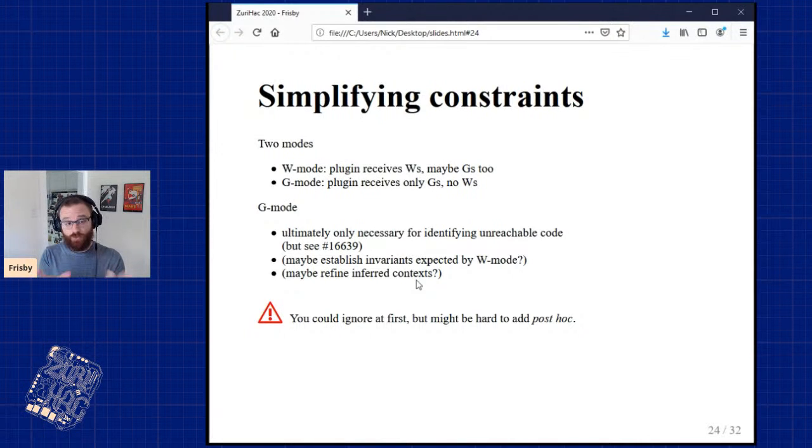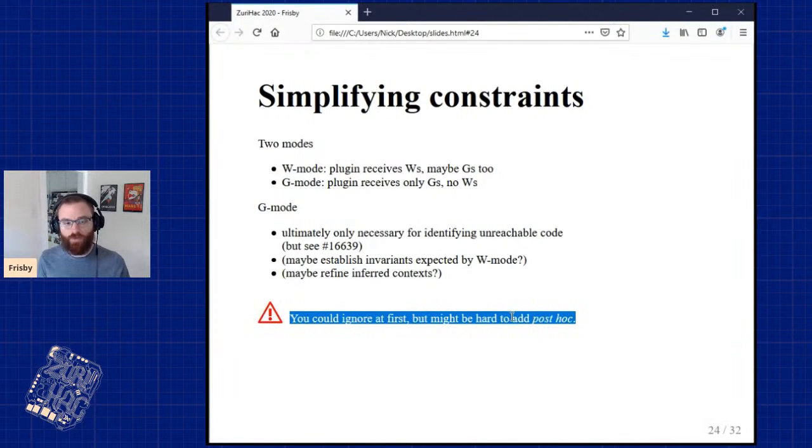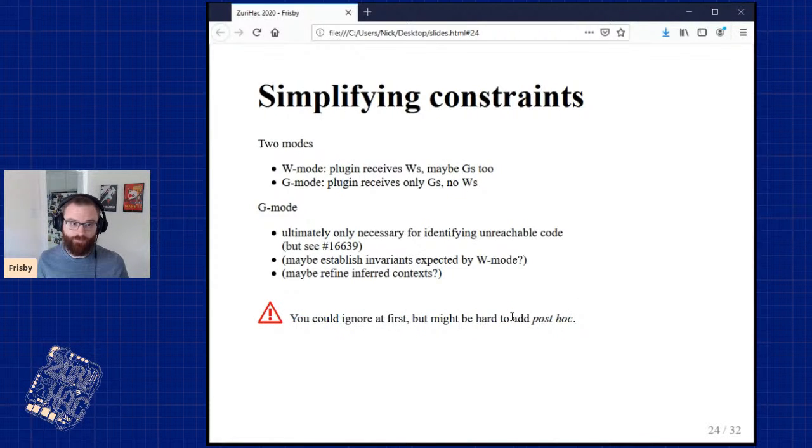So feel free to ignore G mode when you're starting out with a plugin. But be aware that it will eventually be important, unless you know your plugin will never do anything about identifying unreachable code. So you might want to think about how to add it ahead of time, because adding it after the fact might be a little difficult.